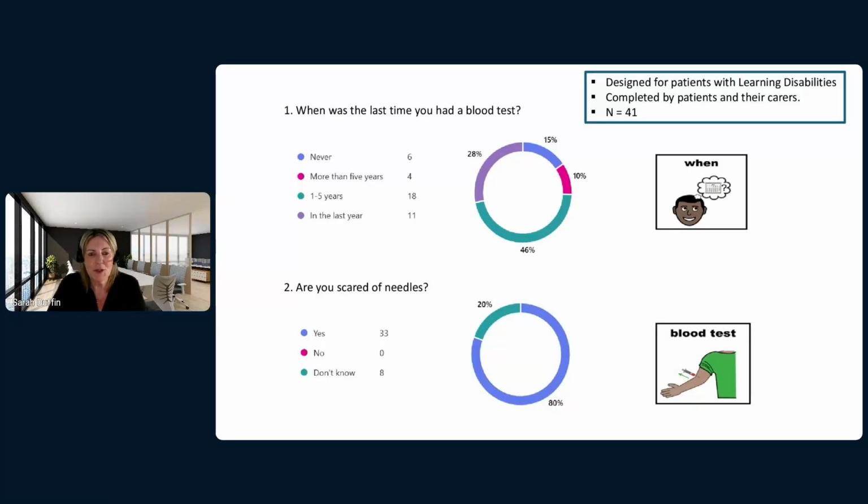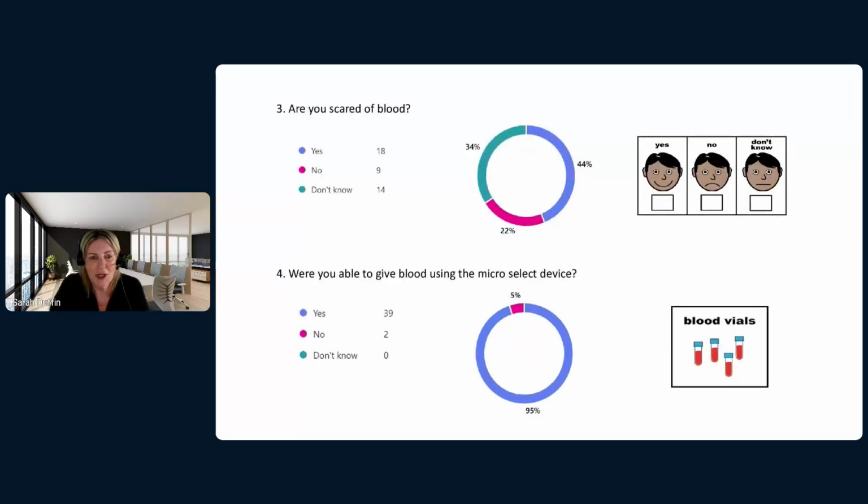We tried to explore some of those reasons why. As you can see, there's a significant number of people who were scared of needles, but also a lot of people who are scared of blood itself, so being able to see the blood. And the great thing about the TAP device is that we can actually site that on the back of the arm, so it's not visual for the person. They don't actually have to see the blood being collected, so it's out of sight and out of mind.